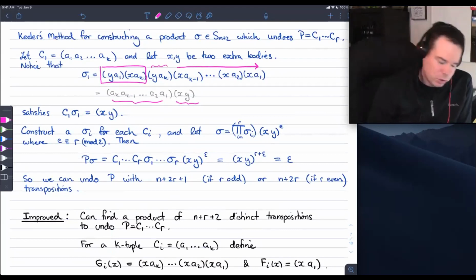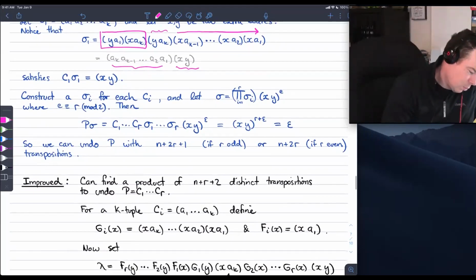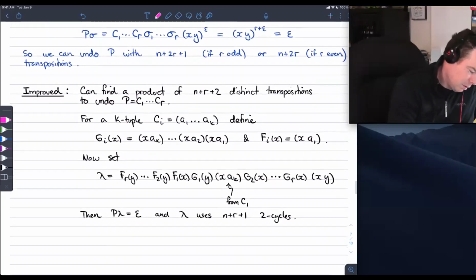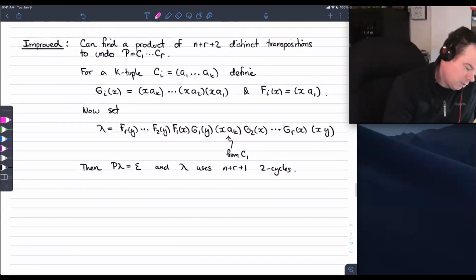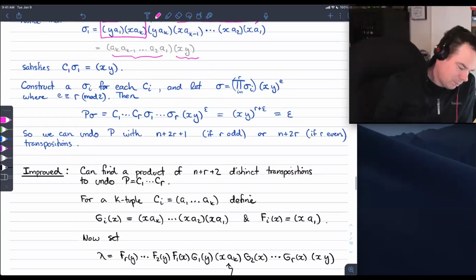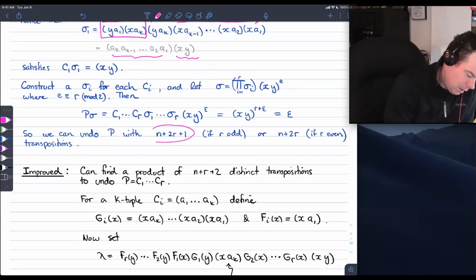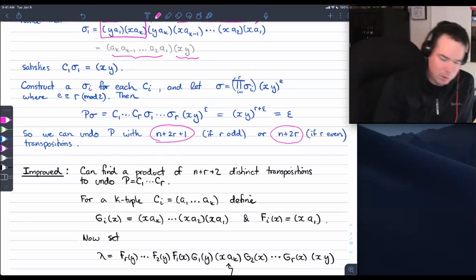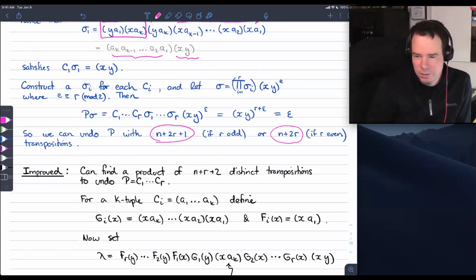The improved version, which made its way into the literature, is that you can, so Keeler's theorem, if you count them all up, it's going to either take n plus 2r plus 1 2 cycles, or n plus 2r 2 cycles, depending on whether r is even or odd. In other words, depending on whether I have to switch the Globetrotters at the very end or not.